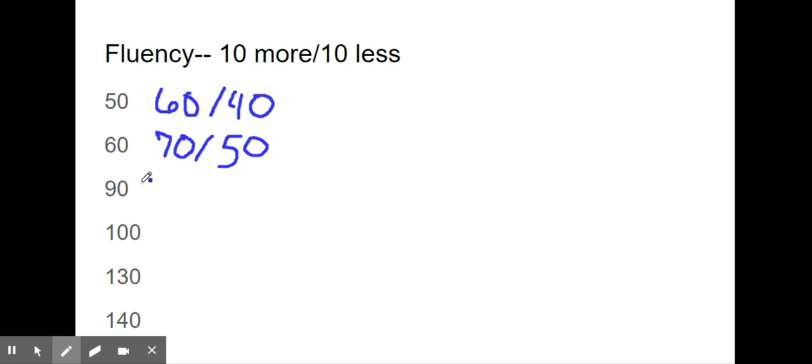Okay, I'm going to keep going. So 10 more than 90, I have 9 tens, then I'll have 10 tens. That's going to be 100. 10 less would be 80.